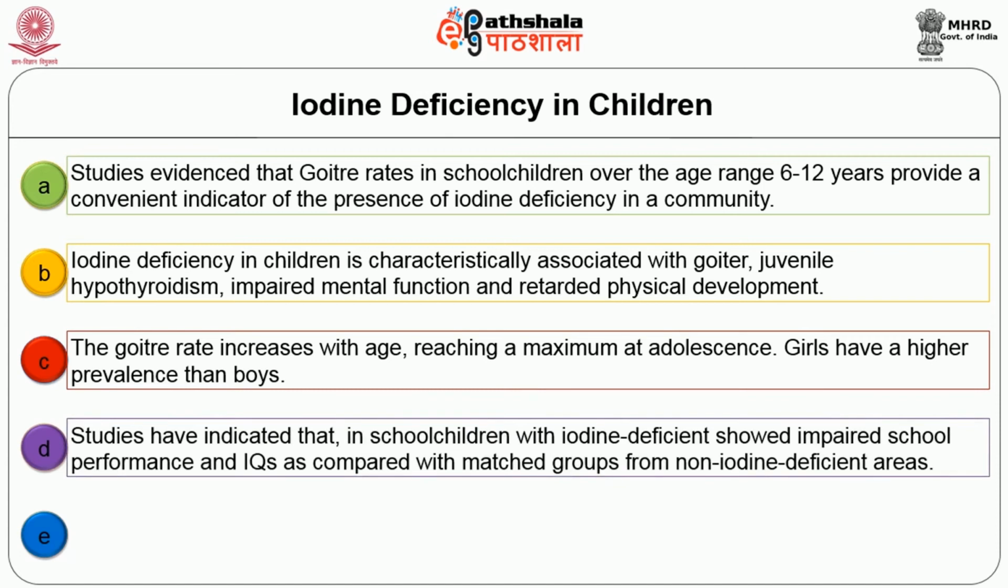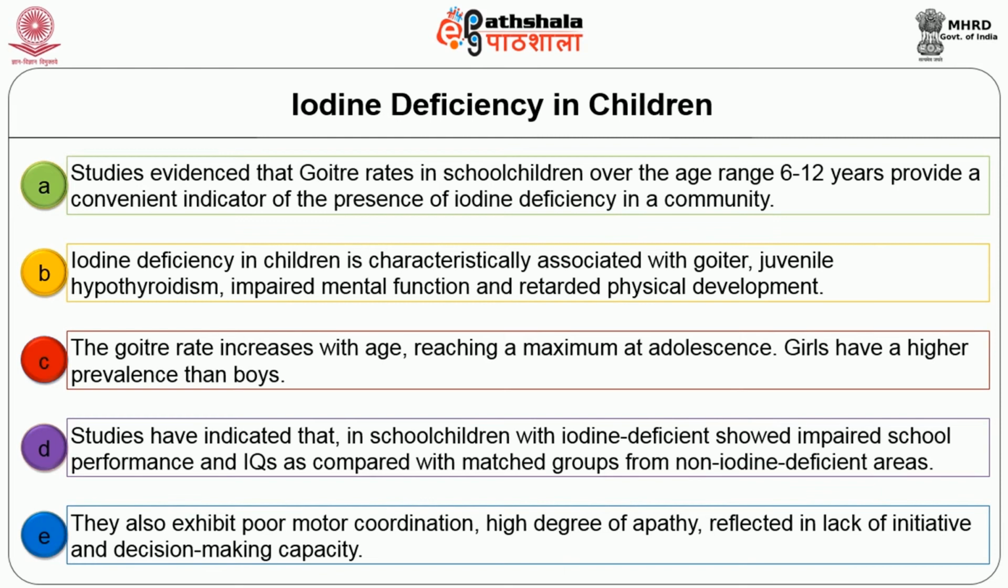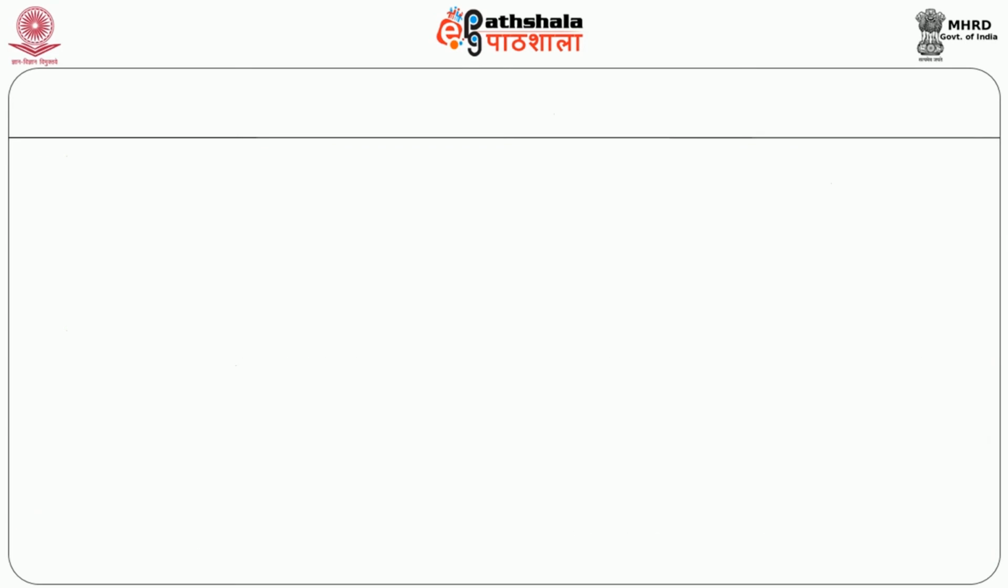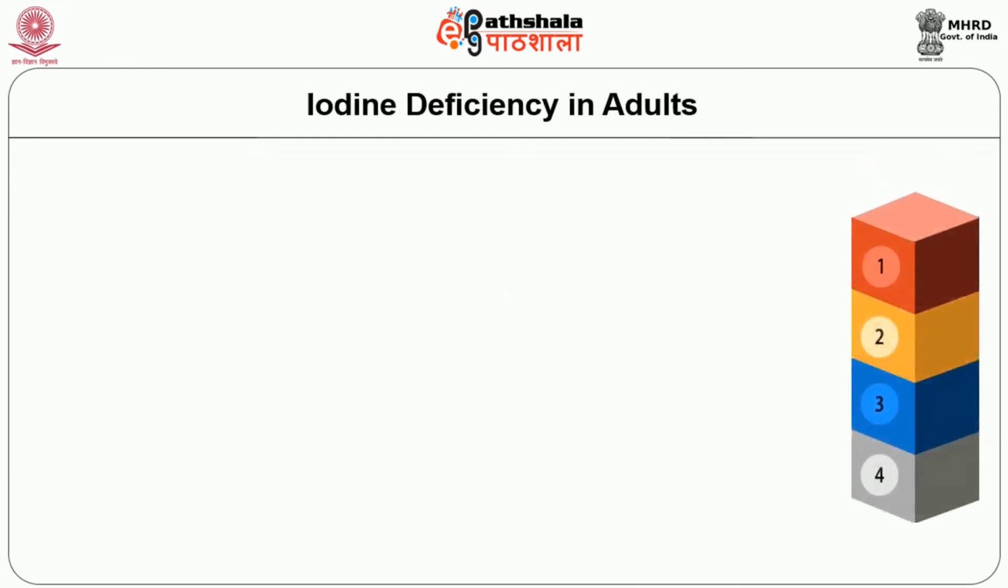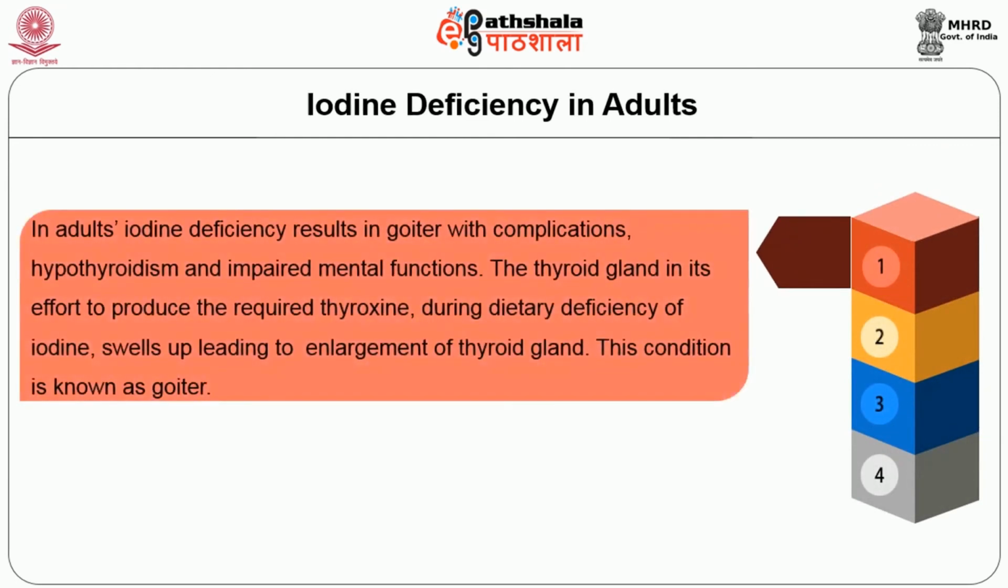Studies have indicated that school children who are iodine deficient showed impaired school performance and IQ as compared with matched groups from non-iodine deficient areas. They also exhibit poor motor coordination, a high degree of apathy, reflected in lack of initiative and decision-making capacity. Iodine deficiency in adults. In adults, iodine deficiency results in goiter with complications, hypothyroidism, and impaired mental functions.